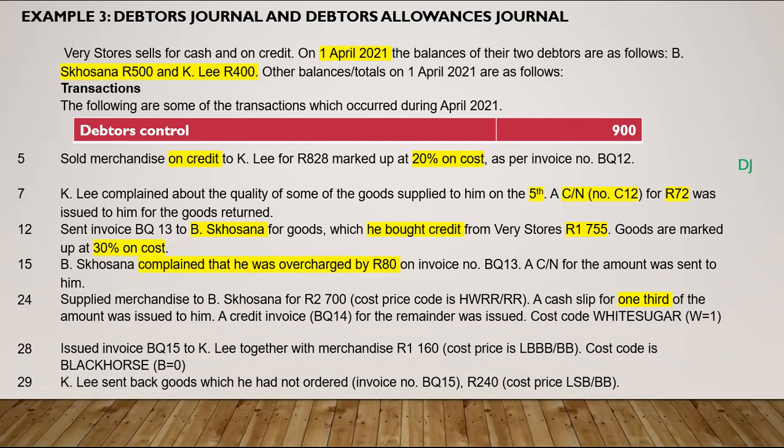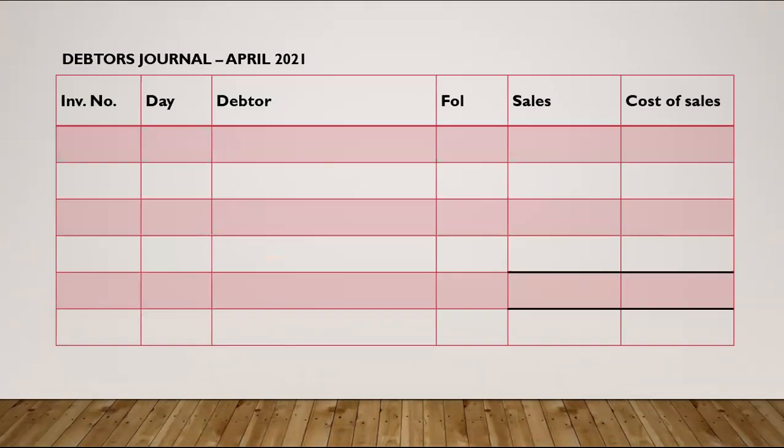Great. Now, I know that the transaction on the 5th will be recorded in the debtors journal. That's why I wrote DJ next to it. Let's go to the debtors journal and record that value. In the debtors journal, we will start with the document number, the invoice number. That will be BQ12. The day was the 5th, and the debtor to whom we sold these goods on credit is Kylie. And the selling price of these goods was 828.